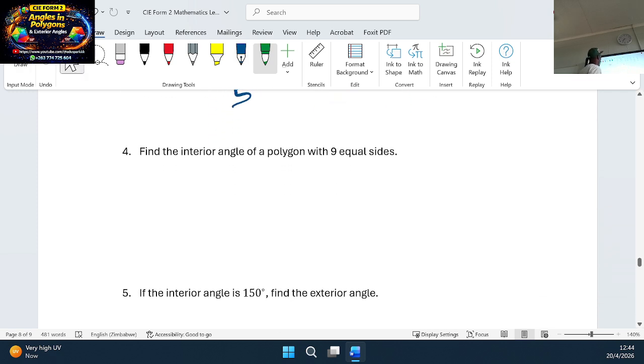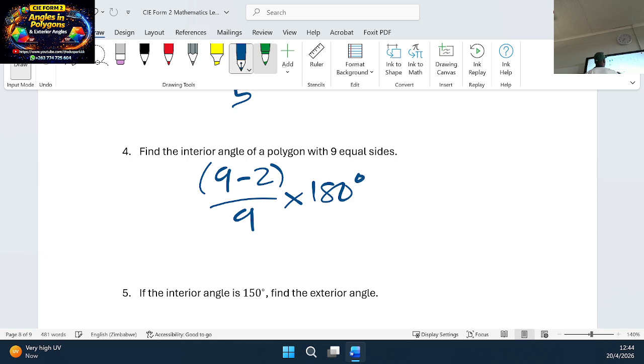Find the interior angle of a polygon with 9 equal sides. Well, 9. So from our formula again, it's going to be 9 minus 2 all over 9 multiplied by 180 degrees. And when we simplify, here we get 20 degrees. But on the numerator there we get 7. And when we multiply 7 by 20, it gives us 140 degrees.